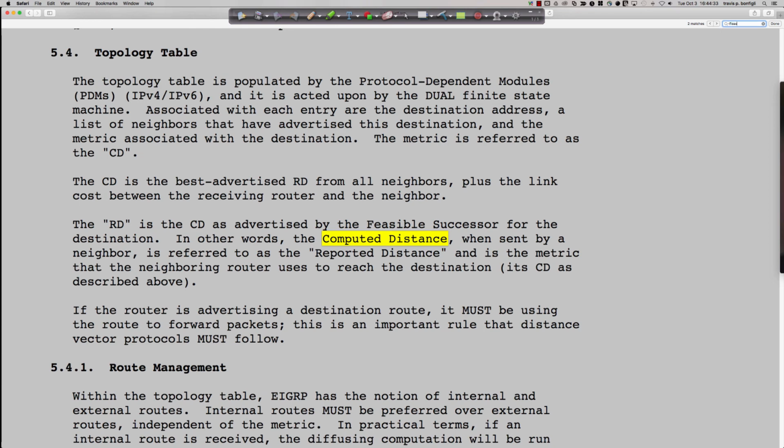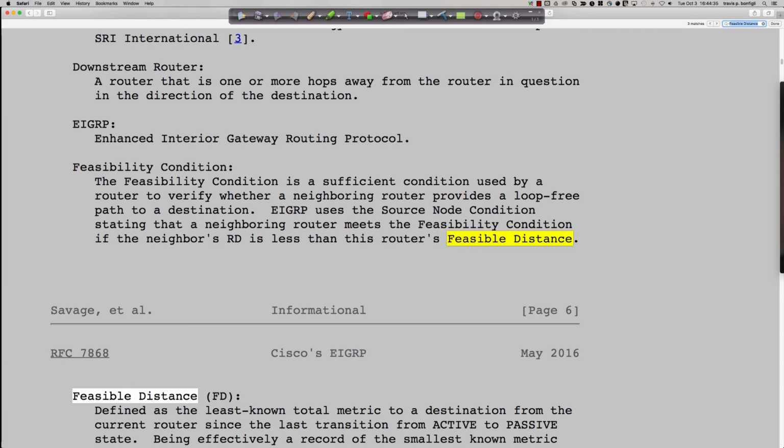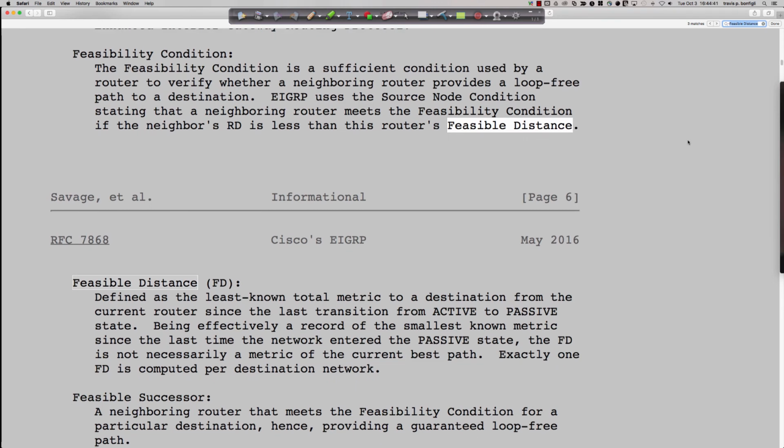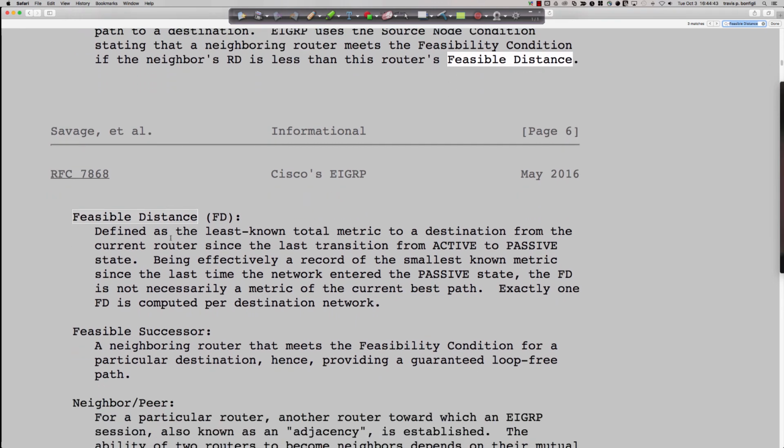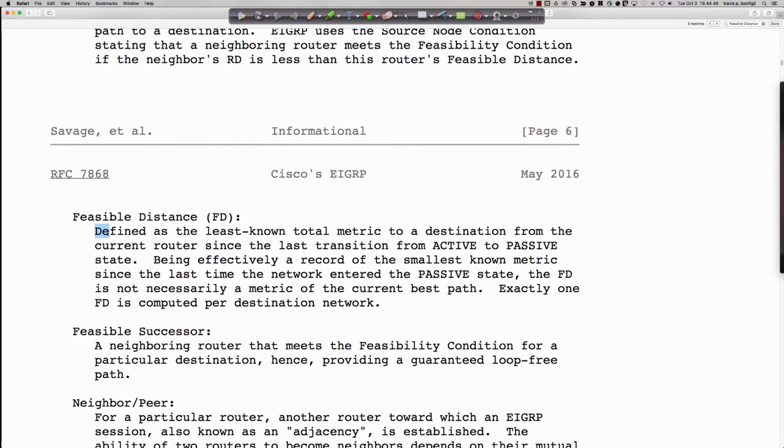And if we look at feasible distance, there's an important, and there's only 3 matches for feasible distance here. And this is where it becomes very, very important. Defined as the least known total metric to a destination from the current router, and here it is, this is all you need to read right here, since the last transition from active to passive. It is a record of the smallest known metric since the last time the network entered the passive state.